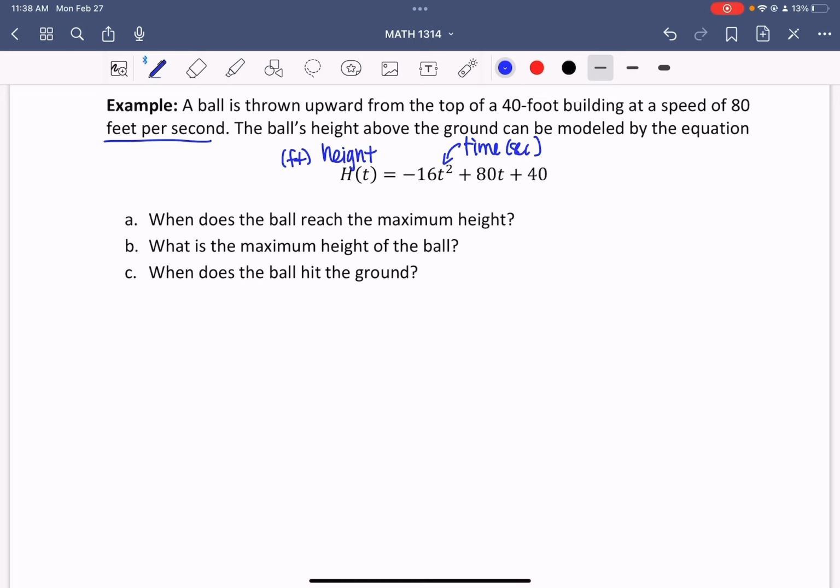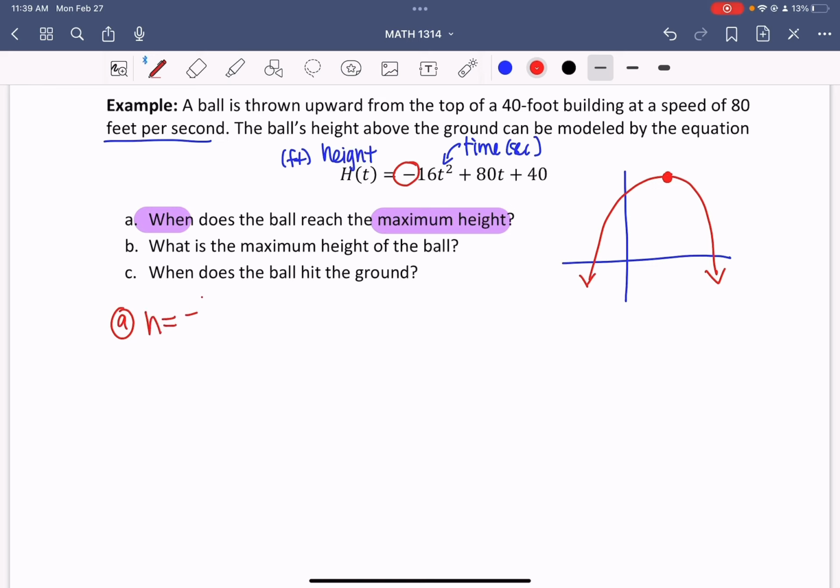So it asks a couple of questions. When does the ball reach the maximum height? So we're looking for when and max height. Well, if you consider this quadratic, it looks something like this. It is a quadratic that is facing downward. I know this because of this negative on this 16. I know it's a quadratic or it's a parabola because it's a t squared. So if I'm looking for when does the ball reach max height, right here is max height at the vertex. And so for part A, I want to find that vertex.